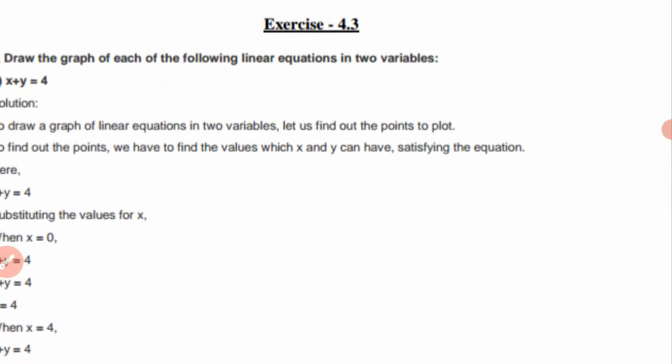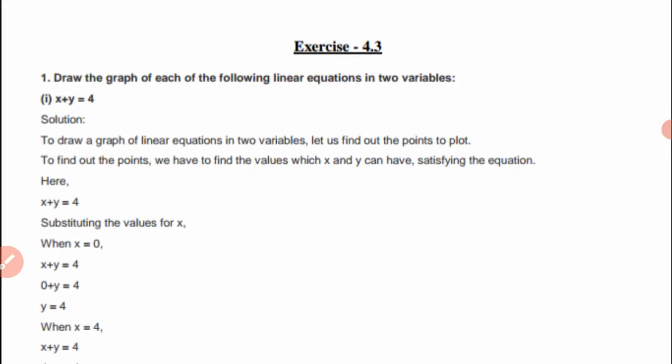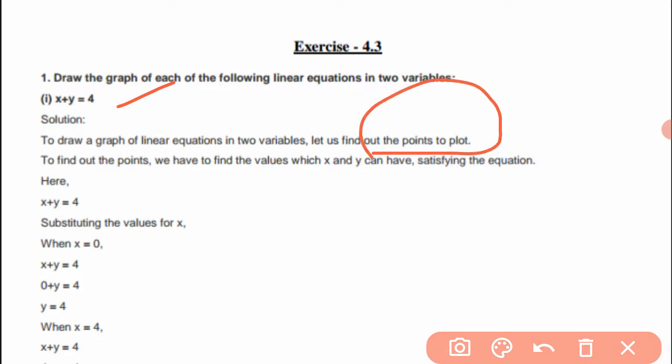So in this exercise, see question number 1. In question number 1, draw the graph of each of the following linear equations in two variables. Here we are given the equation x + y = 4. So in the solution, to draw the graph of a linear equation in two variables, let us find the points to plot. Means we have to find their points.